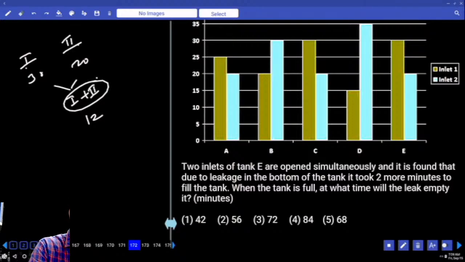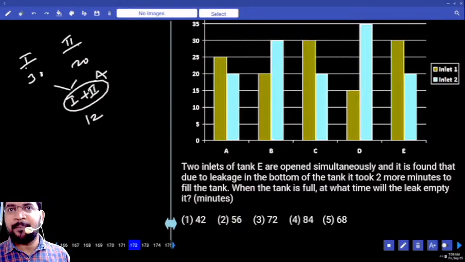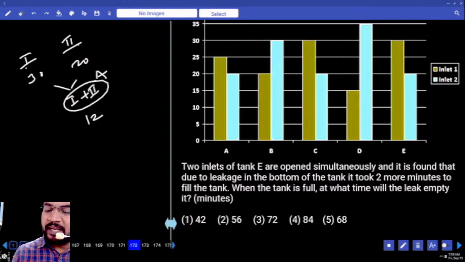This together I am going to consider as a pipe. No problem? Together I can consider as a pipe. That is a pipe, that is 12 minutes. Due to the leak also we consider it as a pipe, that is an empty pipe. Due to leakage in the bottom of the tank, it took 2 more minutes to fill the tank.